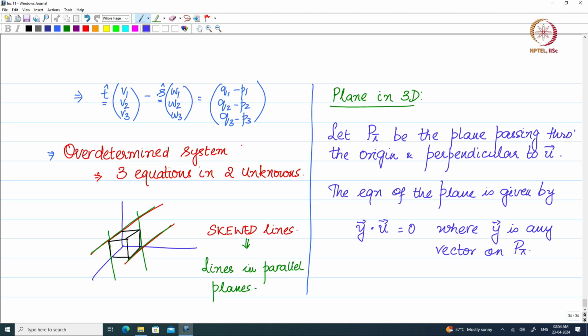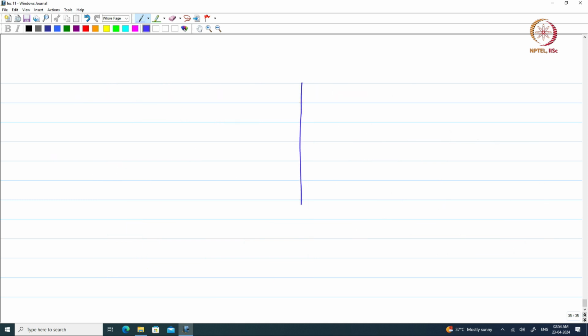So, the next thing that we want to look at is the intersection of a line and a plane. We are going to look at what happens when a line intersects with the plane, and what is the intersection point of a line with the plane. So, that is what we are going to look at.